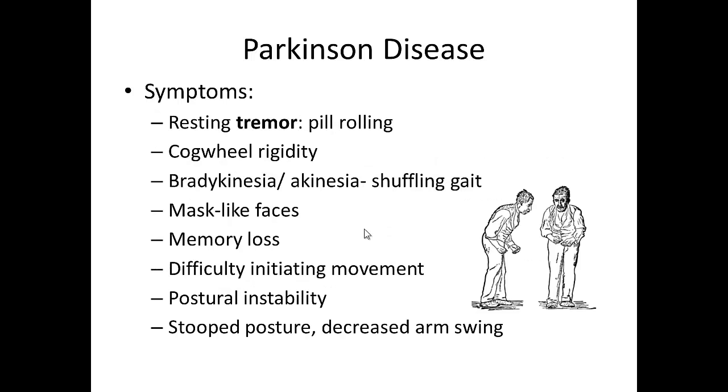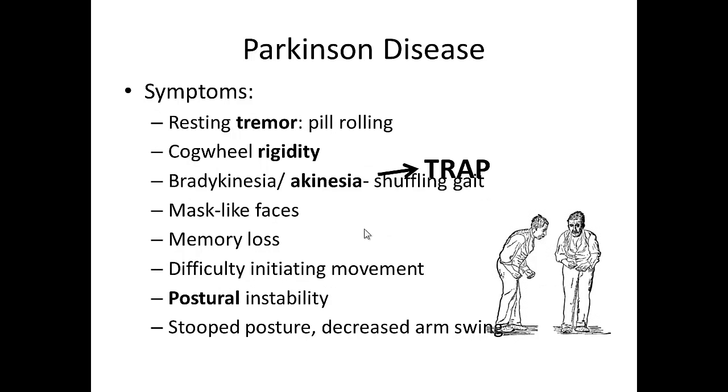Basically, what you'll see in these people are several features. Think of the mnemonic TRAP. They have a resting tremor, rigidity, akinesia or bradykinesia. They're just walking very slowly, and they have postural instability. The other symptoms are a little less prominent.